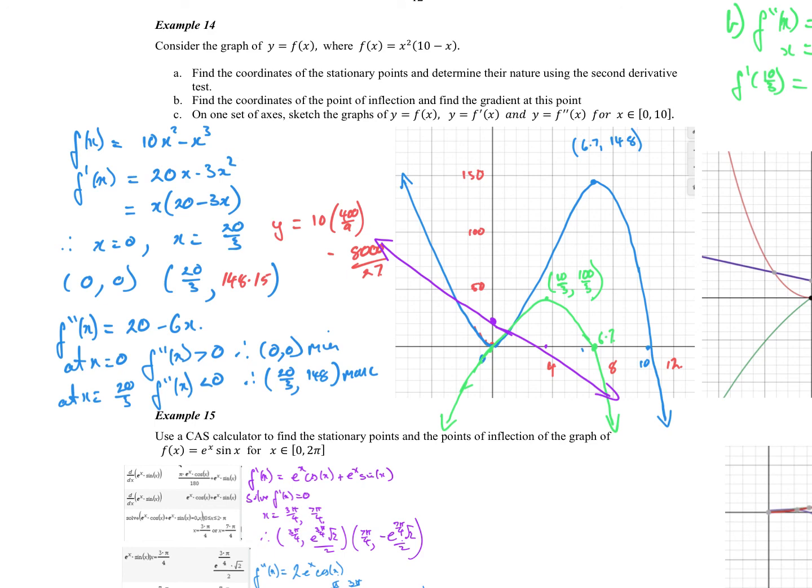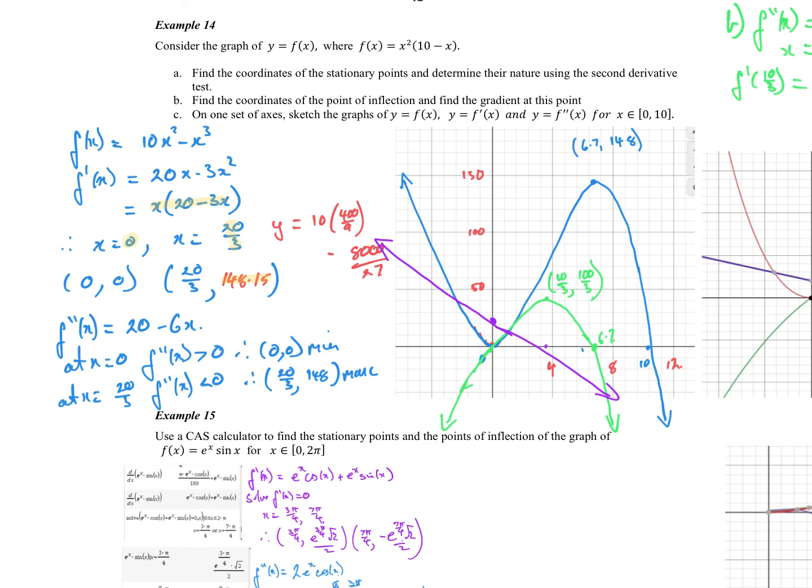Okay, find the coordinates of the stationary points and determine their nature using the second derivative. All right, stationary points: f dash of x is equal to 0, so we get x equals 0 and x equals 20 on 3. So, to find the coordinates, we substitute x equal to 20 on 3 into the function, and we get, as it turns out, 148.15.